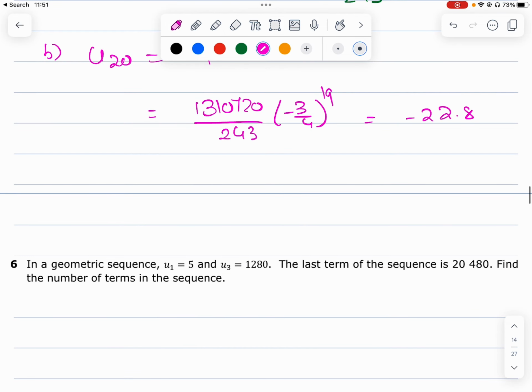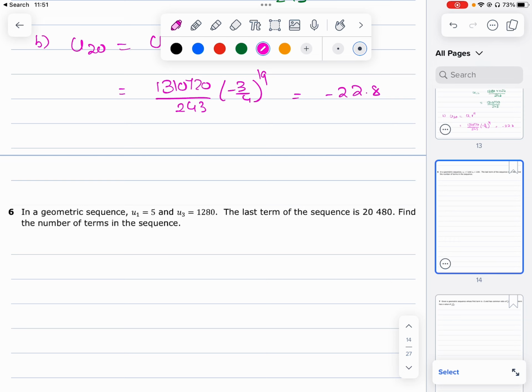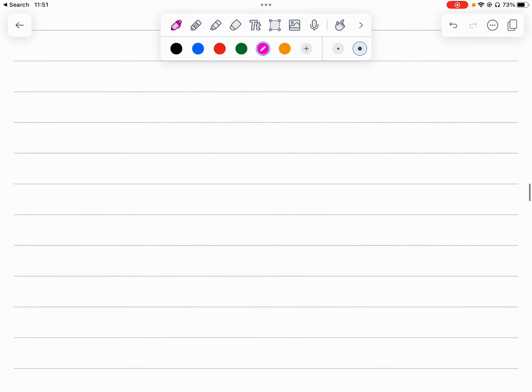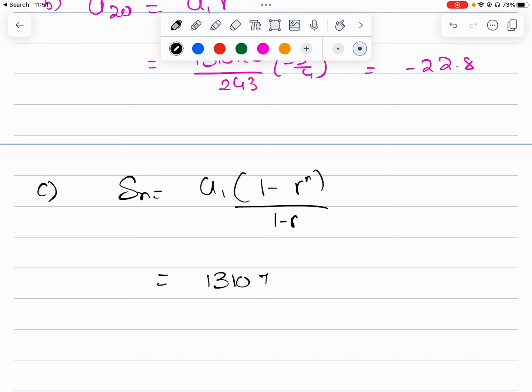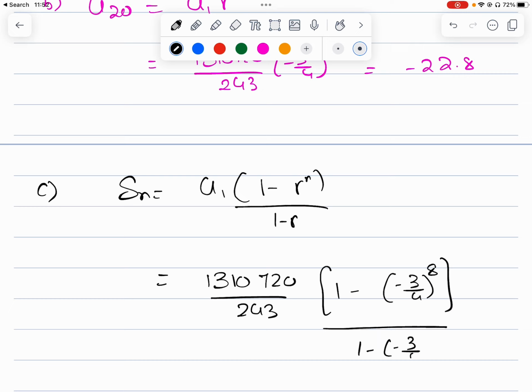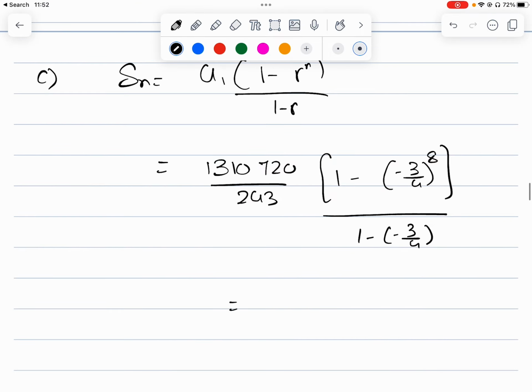Sum of the first 8 terms. What is being asked over here? Sum of the first 8 terms. So Sn. I am going to use the Sn formula, which is u1 times 1 minus r to the power n upon 1 minus r. So u1 is 1310720 upon 243 times 1 minus negative 3 upon 4 whole to the power of 8, divided by 1 minus negative 3 upon 4. Simplify that, 2773.7.